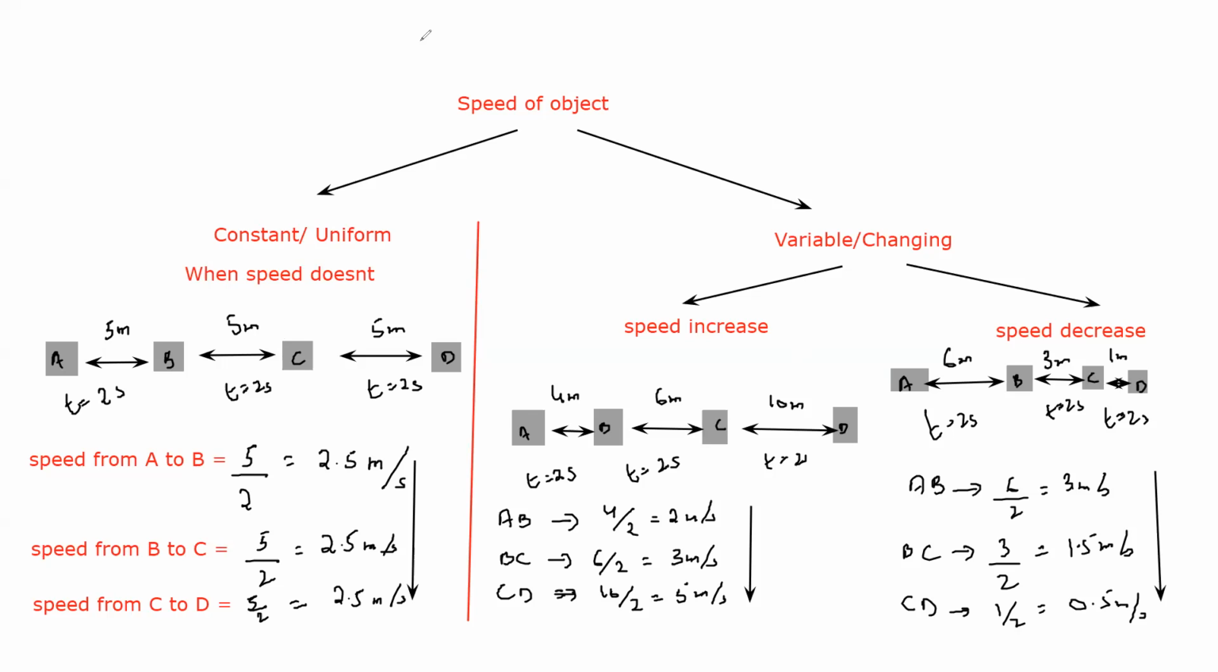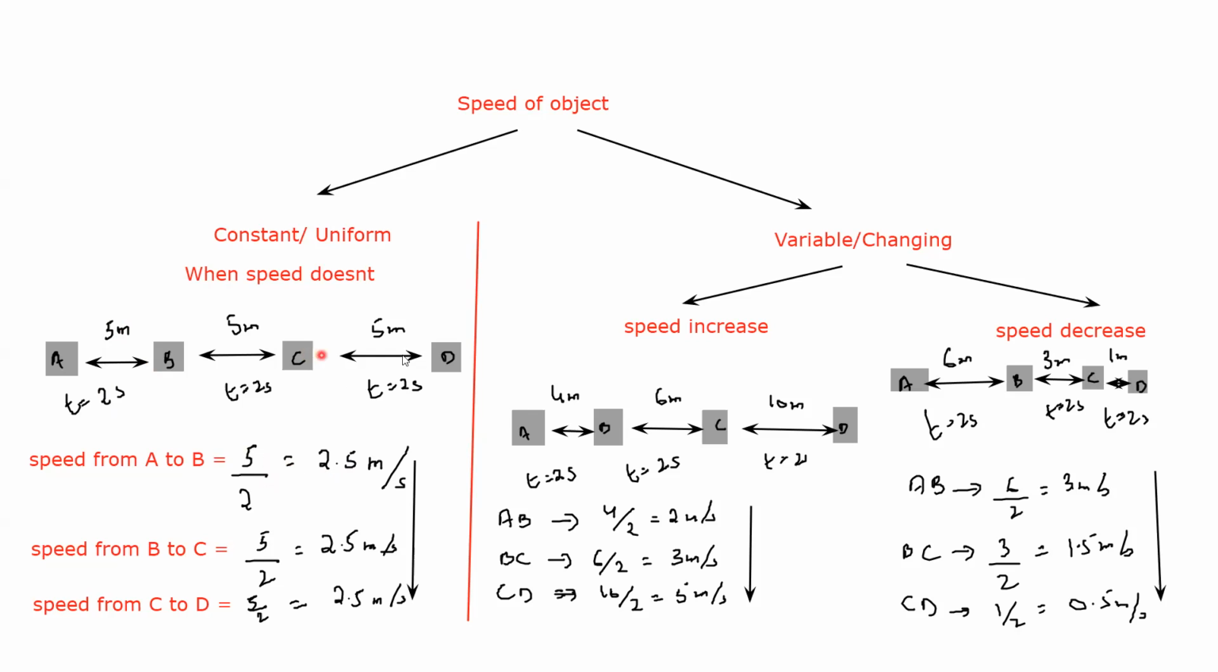So for example, I will repeat. Look, an object is there at position A. It moved from position A to position B. It covered 5 meters in 2 seconds. So speed is distance traveled in a unit time. So distance is 5 and time is 2. So 5 divided by 2, that's equal to 2.5.